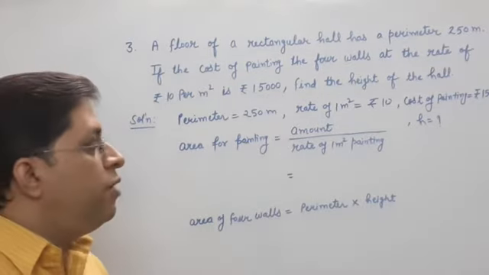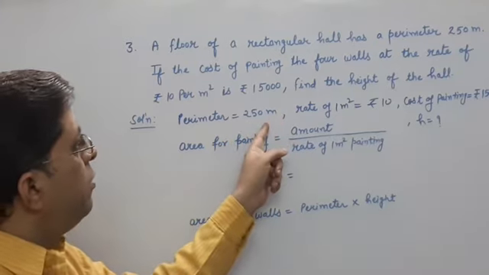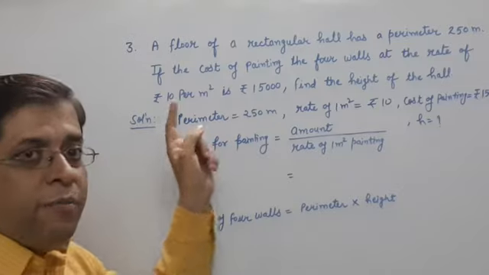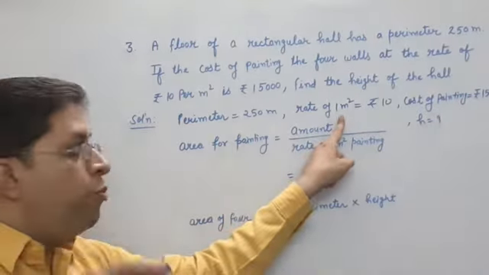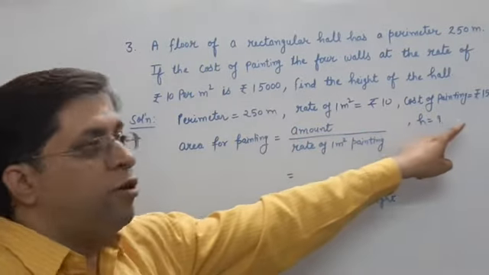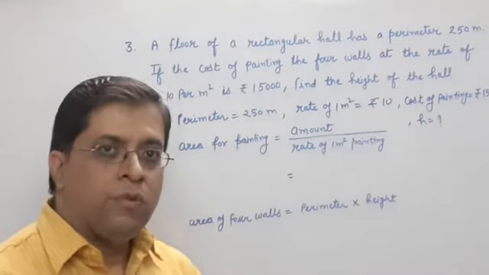Now come on, what is given to you? First of all, 250 meter is the perimeter. And what is the rate given to you? Rate is rupees 10 per meter square. What is the rate of 1 meter square? Rupees 10. And what is the total cost of painting? It is given to you 15,000. What you have to find? Height of the hall.